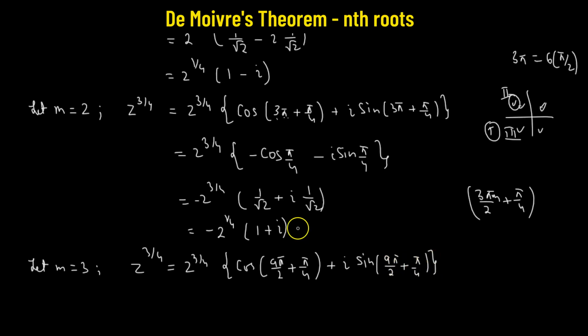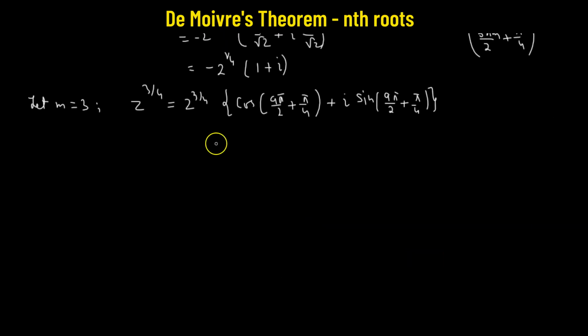So let's find out these values as well. So we will have 2 raised to the power of 3 over 4 multiplied by, so 9 pi over 2 means we have an odd multiple of pi over 2. So that means our cosine function is going to become sine. So we'll have sine pi over 4. And similarly, sine of 9 pi over 2 is also an odd multiple of pi over 2, so sine will become cosine pi over 4. And we have iota.